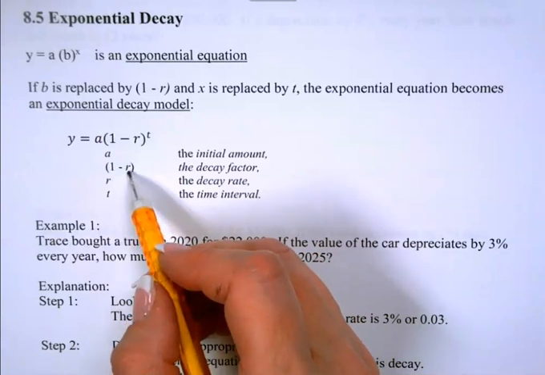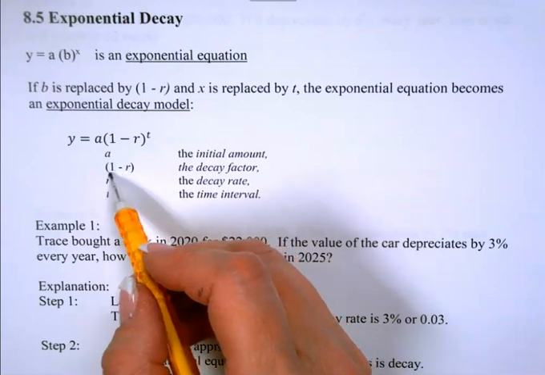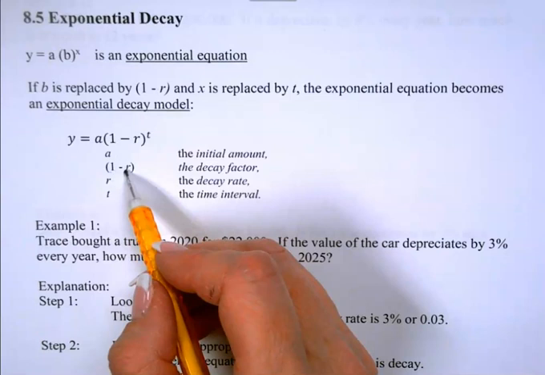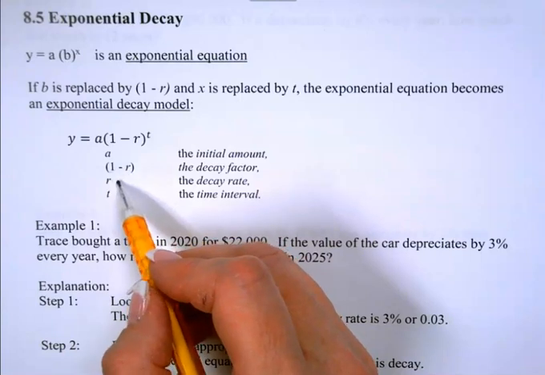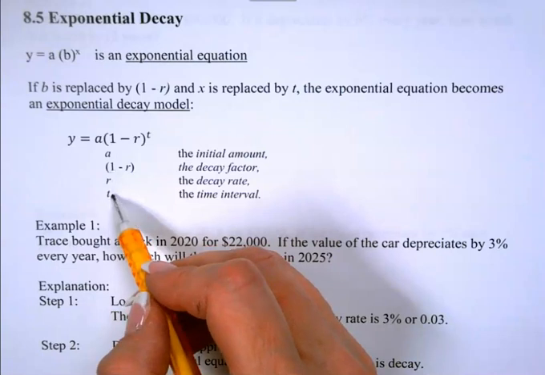So if you were losing 3% each year, this would be 1 minus 0.03, so you're keeping 0.97 or 97%. R is the rate it's decaying, and T is the time interval.